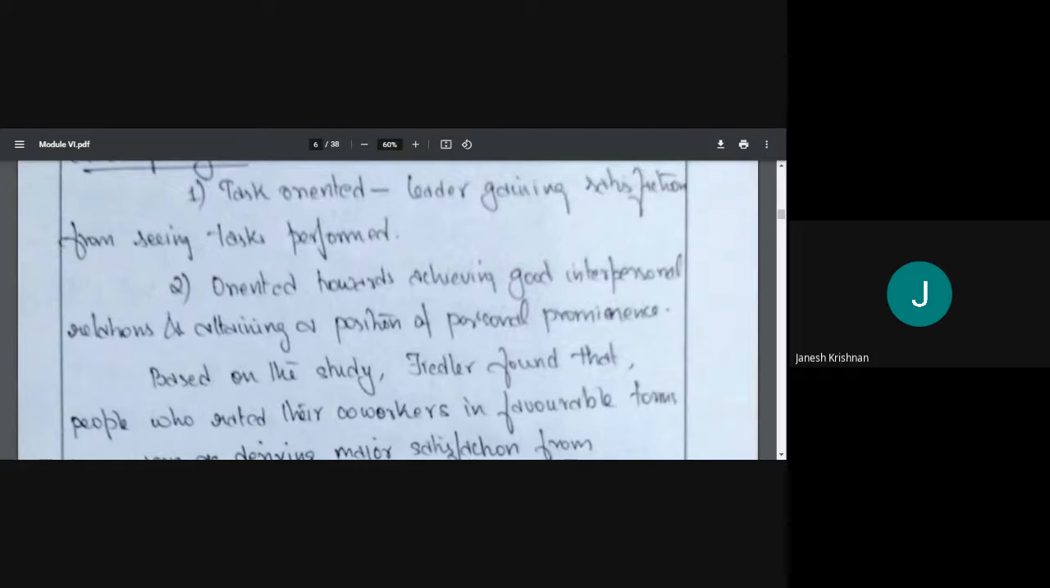The second type of leadership is oriented towards achieving good interpersonal relations and attaining a position of personal prominence. Okay, the second one is the leader who wants to have a good relationship with his subordinates, so a good relationship. Okay, right?